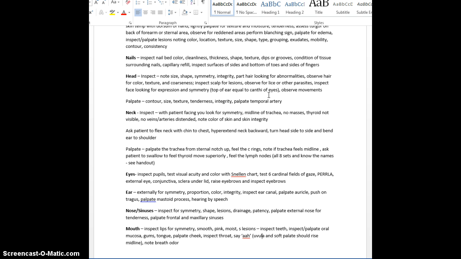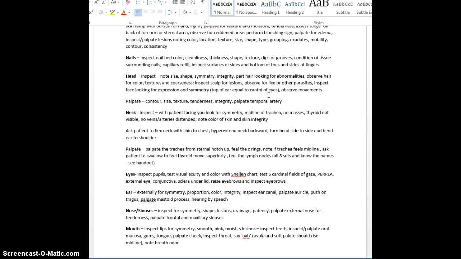Periorbital edema and edema of the cheeks is not normal. You need to note any grinding of the jaws, any tics or excessive blinking also. You're going to inspect the neck for symmetry. The head should be midline, and the neck muscles should be symmetrical as well.